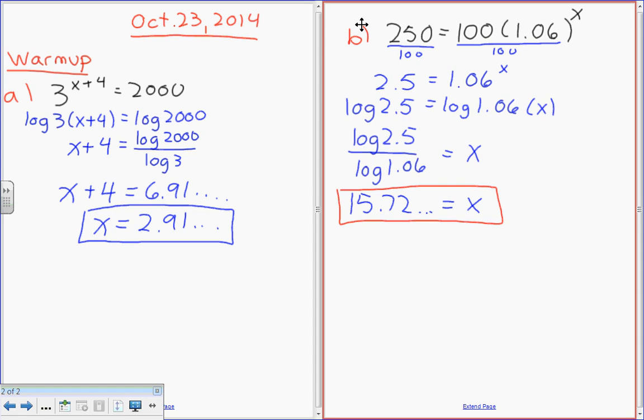Okay, it's a good question. Taylor asked a good question here. The question was how to get 2.91.